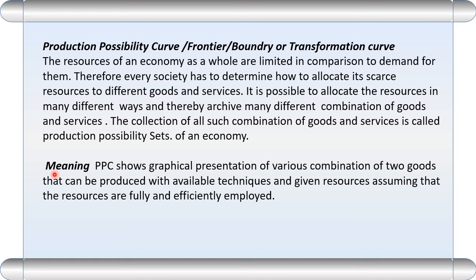Suppose we are manufacturing two commodities. So let us see what is the meaning of the production possibility curve. It is a graphical presentation showing different combinations of producing two commodities by the use of available technologies and the given resources during a given period of time.